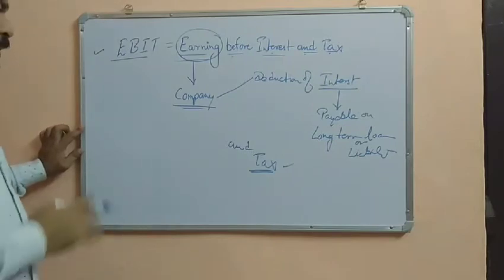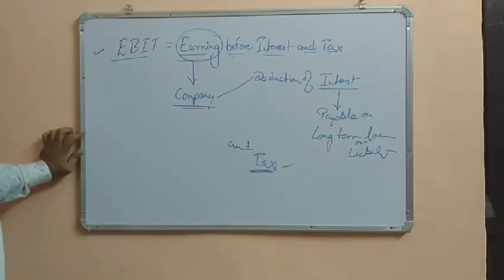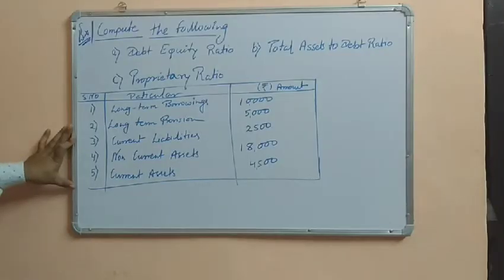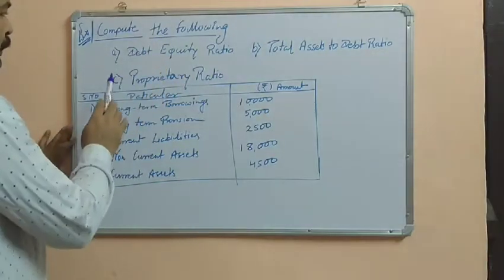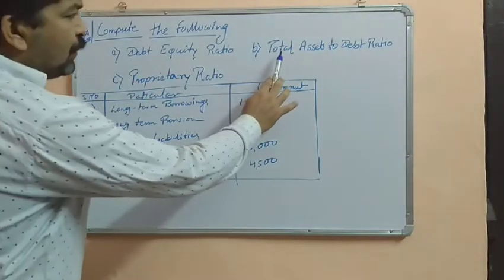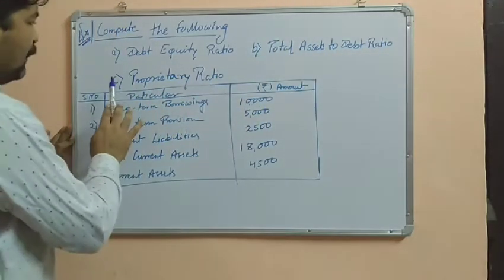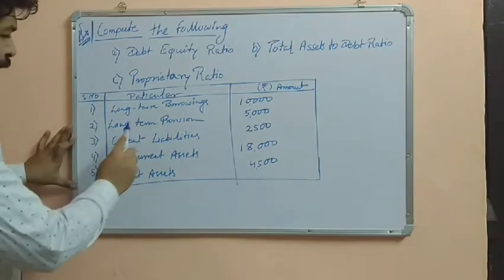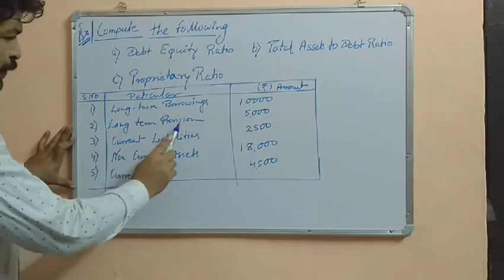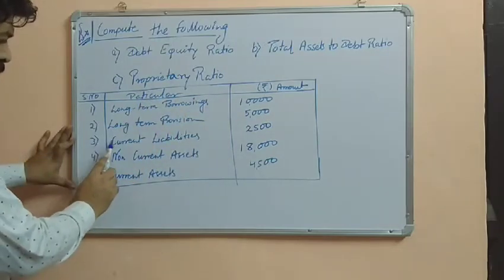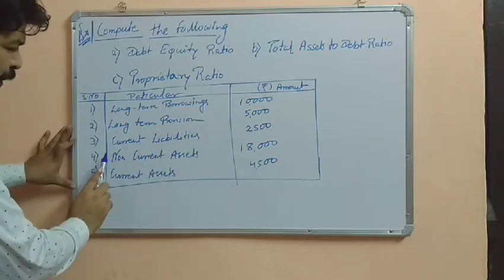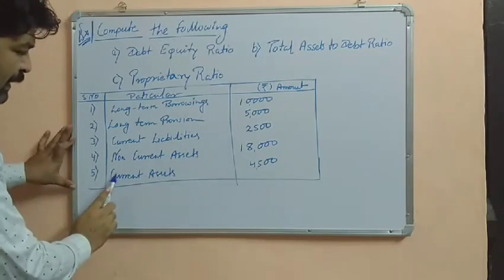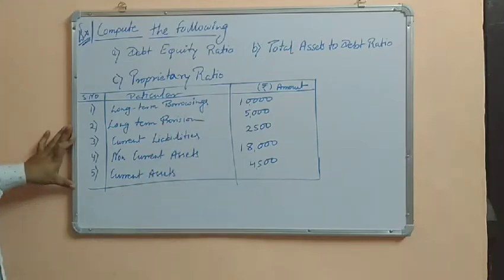Let us try to understand all these four formulas with the help of some examples. I have taken one example here. Compute the following: debt equity ratio, second is total asset to debt ratio, and third is proprietary ratio. The information is given like this: long term borrowings are 10,000, long term provisions are 5,000, current liabilities are 2,500, non current assets are 18,000, and current assets are 4,500.